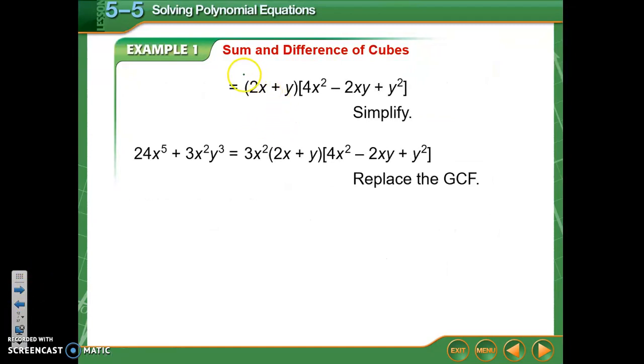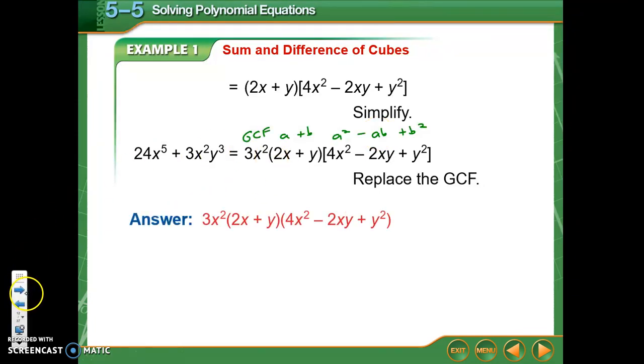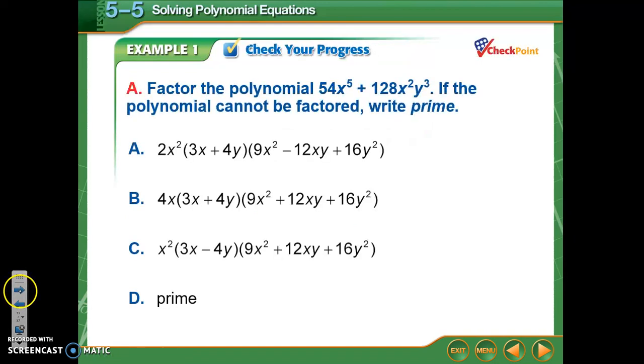And so here is the simplified sum of cubes, and so my final answer. Here was my GCF. And then here was my a plus b times a squared minus ab plus b squared. So we're just simplifying down to the final answer. So that was kind of a longer factoring process than we're used to. That's why you need to memorize those sum and difference of cubes formulas. All right, I want you guys to try this one.